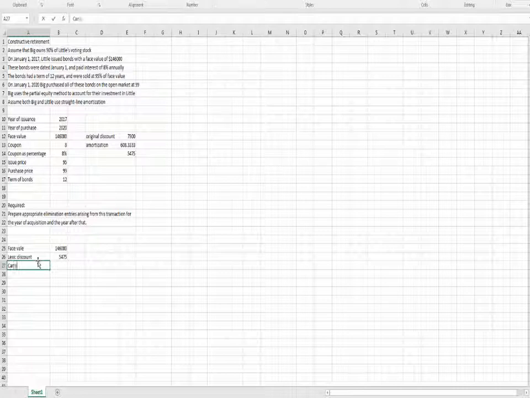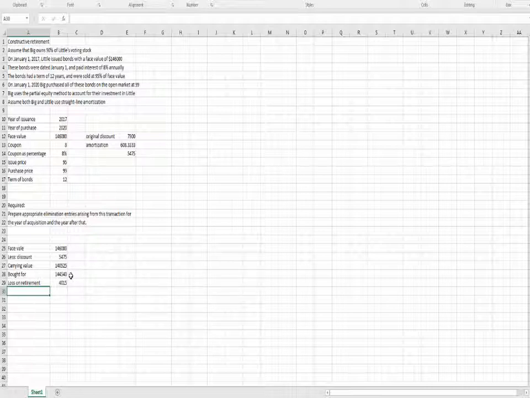So we've got a carrying value, face value minus discount, of 140,525. They're being bought, again, at 99% of face value. So they're being bought for 144. So we're paying more than book value for these things. So there's going to be a loss on retirement of that.